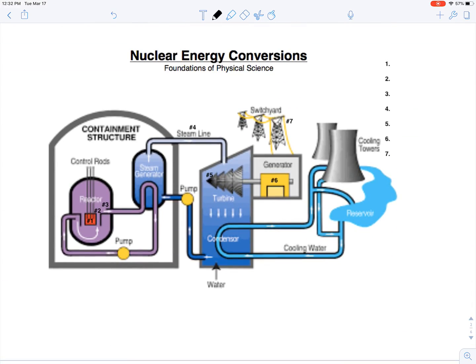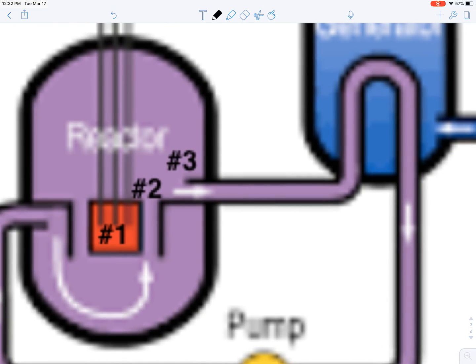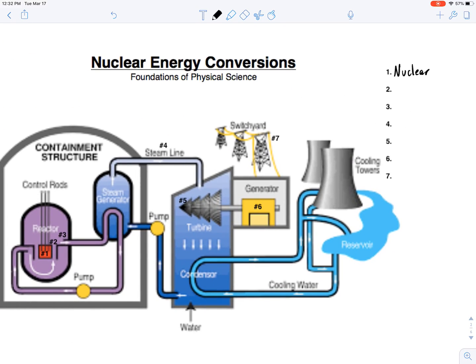Oh, let's check out nuclear energy next. This one's got the most conversions out of any other. We've got 7 different types of energy found here. We start deep in the reactor. There's our nuclear fuel, and we know that nuclear fuel, that uranium-235, is actually loaded with nuclear energy, the energy that holds the nucleus of an atom together.